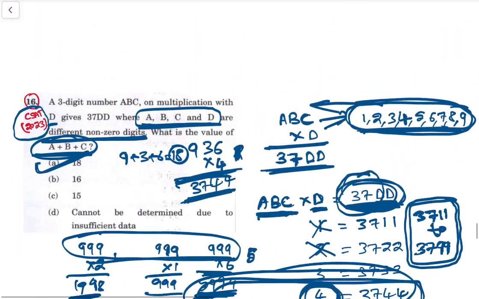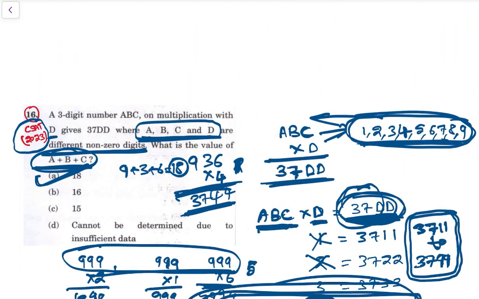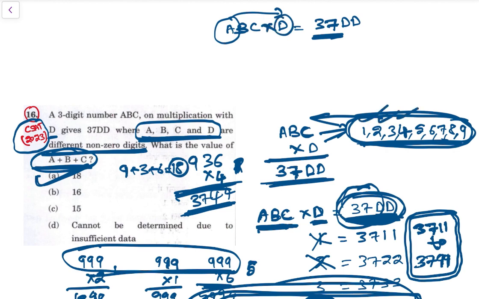अगर हमें concept clarity है, then we can simply say कि भाई A B C into D is equal to 37DD. ठीक है, 37DD. So now we must know भाई what are the possible values. जहाँ A into D आया तो 37 आना चाहिए. ठीक है. So A into D. So A and D are 1 2 3 4 A.